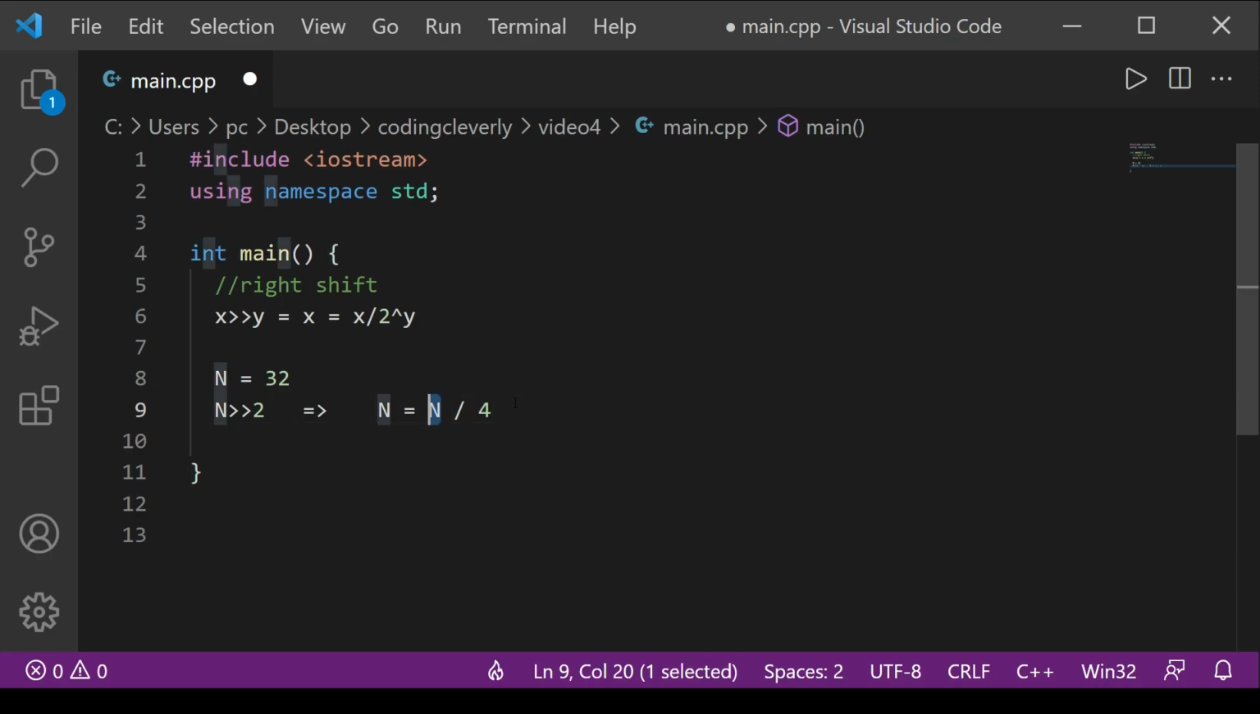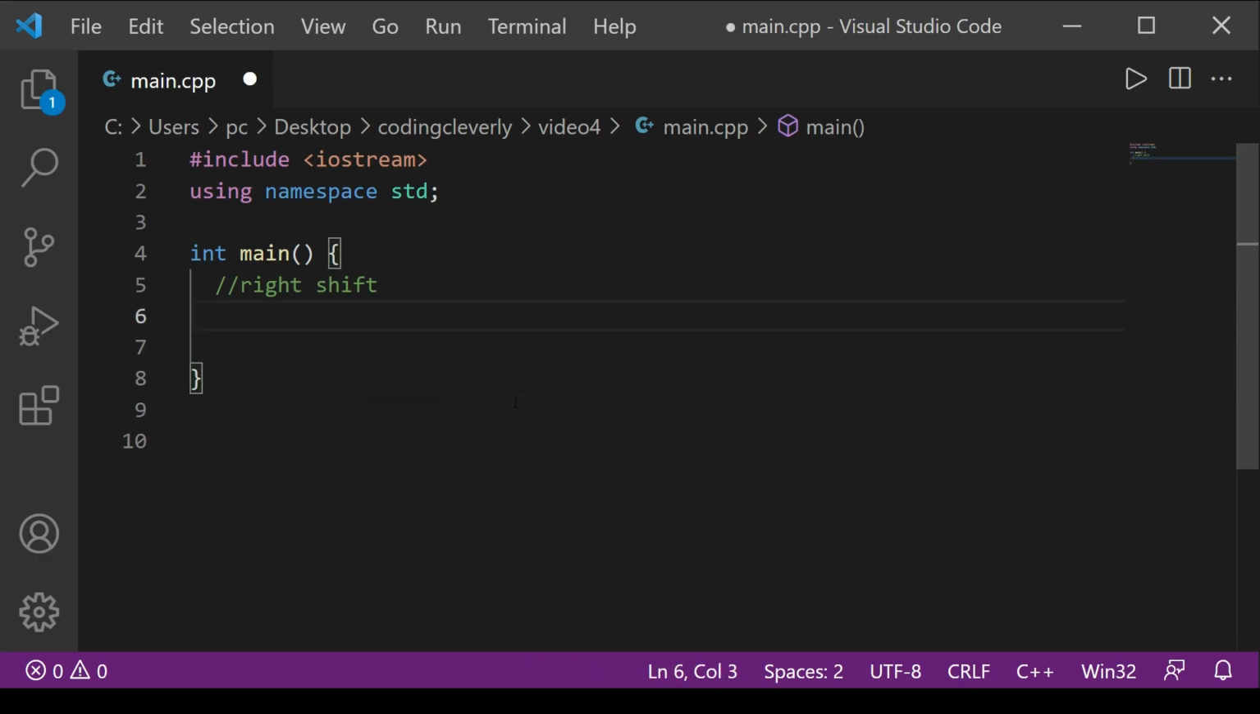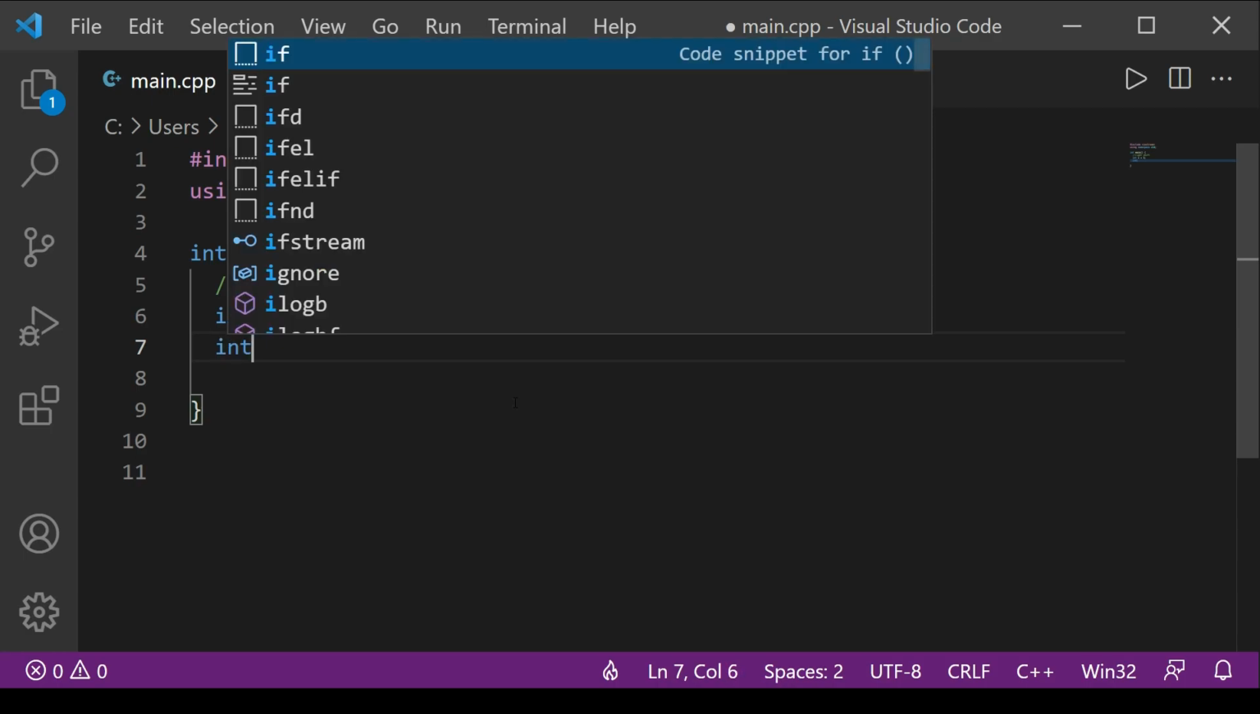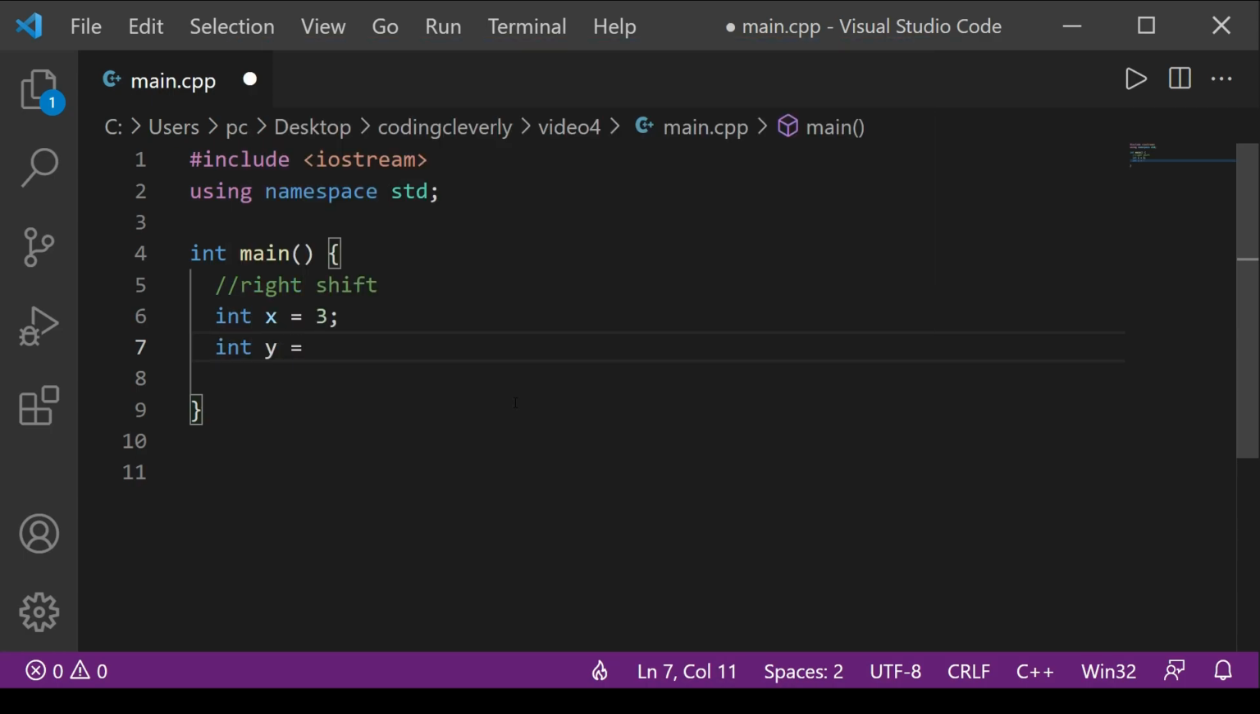And for n, we have 32. So we could say 32 divided by 4, simply 8. So this is going to be our answer. So for instance, let's say we have the same variables. So int x is equal to 3, and we have int y is equal to 9.